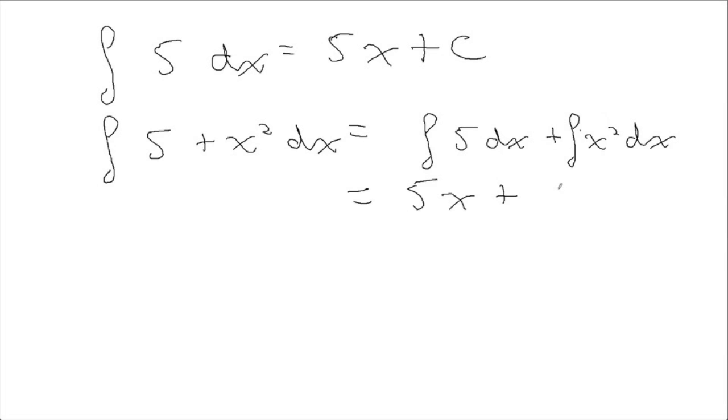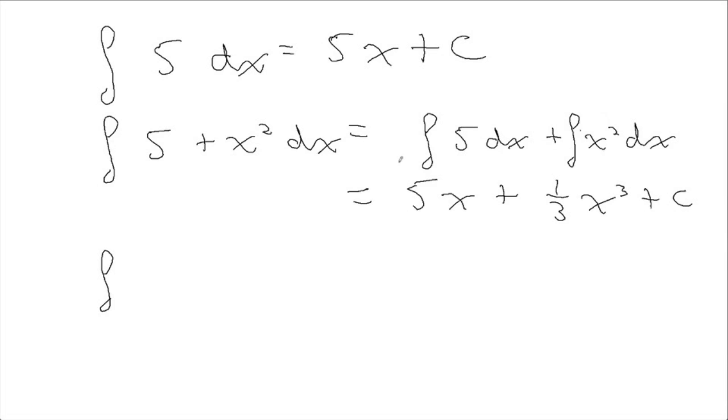And what's the antiderivative of x squared? 1/3 x cubed. Plus d, say. When you do it like this, you only have to add one constant, because a constant plus a constant is just some other constant. So we only need to add one constant at the end here. Okay, so this would be the answer in this case.